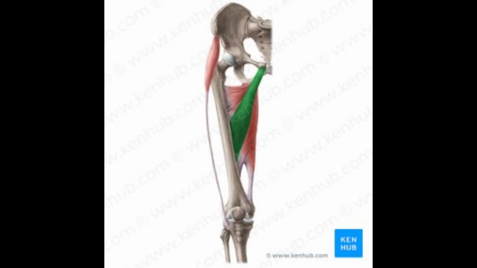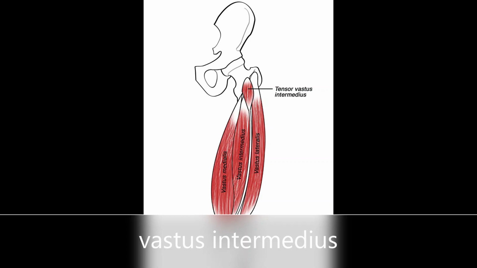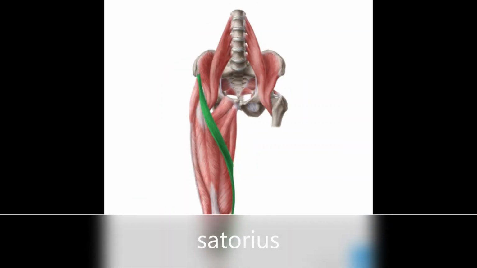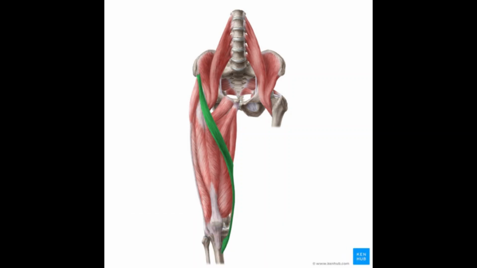This is the vastus medialis. This is the vastus lateralis. This is the vastus intermedius. This is the rectus femoris muscle. And this is the sartorius muscle. The sartorius muscle's action is flexion, abduction, and lateral rotation of the hip and flexion of the knee joint.